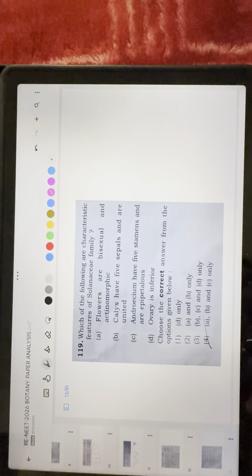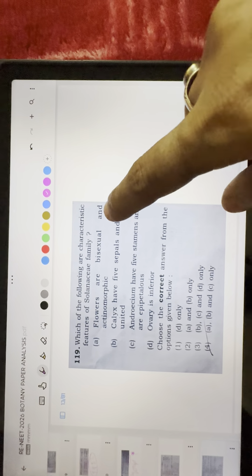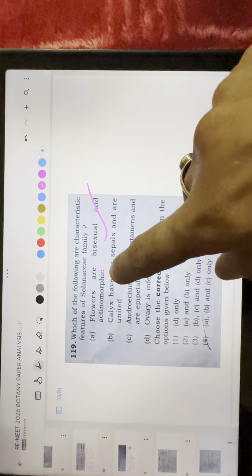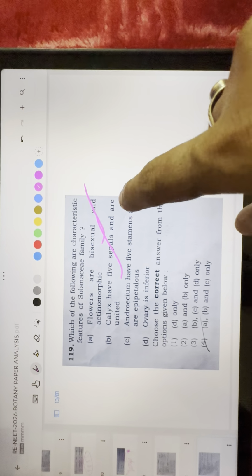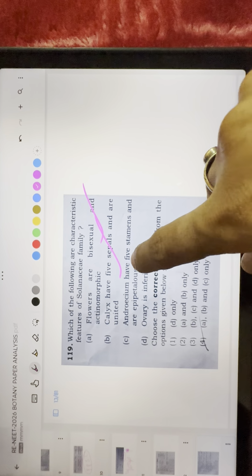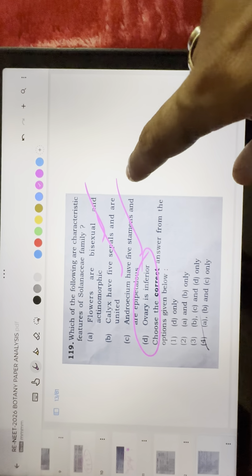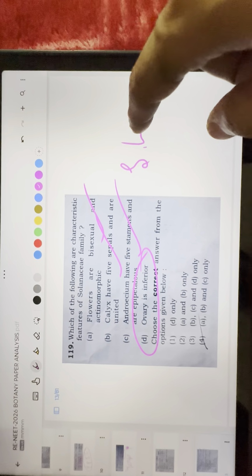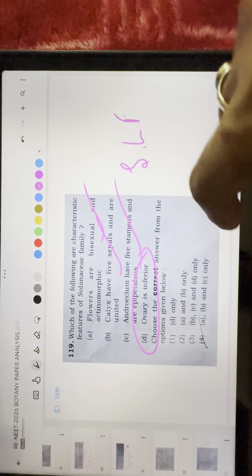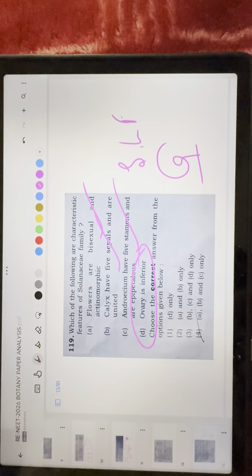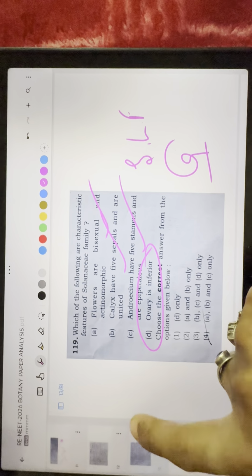Next, which of the following are characteristic features of Solanaceae? Flowers are bisexual, correct, and calyx has 5 sepals and they are united, correct. Androecium has 5 stamens and they are epipetalous, correct. Ovary is inferior, no. Liliaceae, Solanaceae and Fabaceae all have a superior ovary, so this is wrong. A, B, C only are correct.